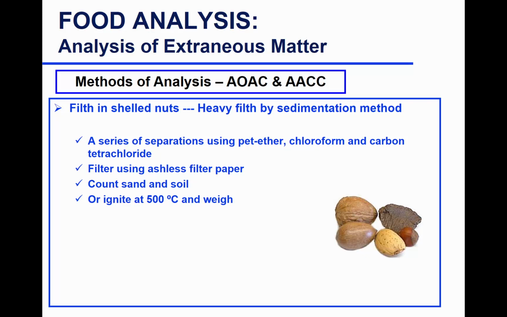Why does it matter what the weight is, if it's not by weight, it's by the number of pieces? Well, in this case, this is the heavy filth, which would be any soil and little pebbles and stuff. It's not the insect. The insect parts are really the light filth.